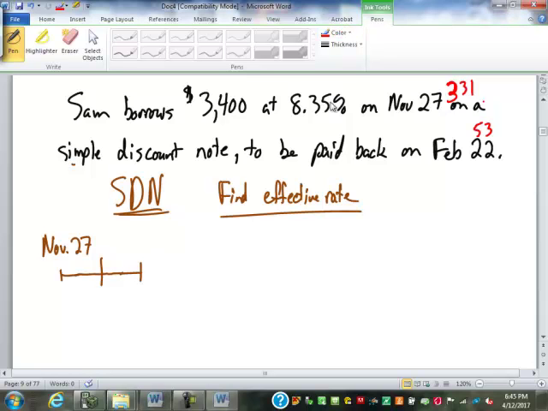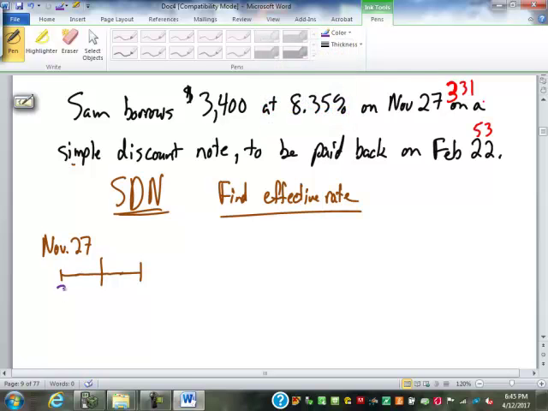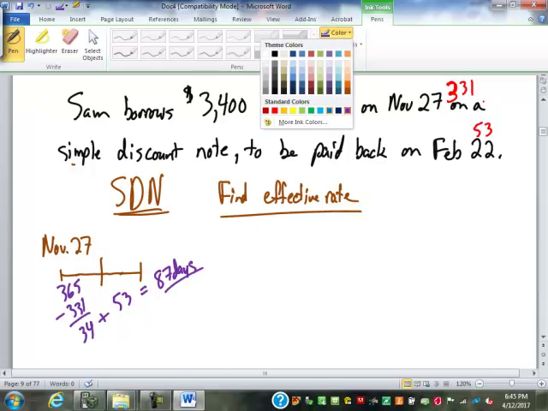So we have now, for November 27th to the end of the year, 365 minus the 331 is 34 days, plus the 53 days from the first of the year till February 22nd is 87 days. That is the period of this note.